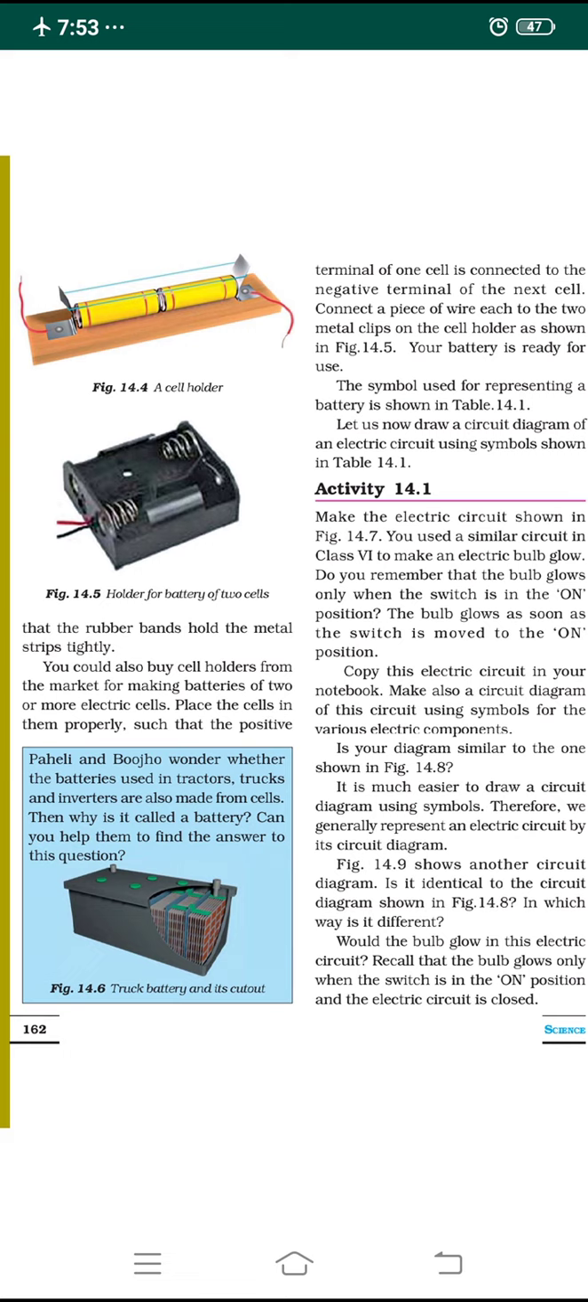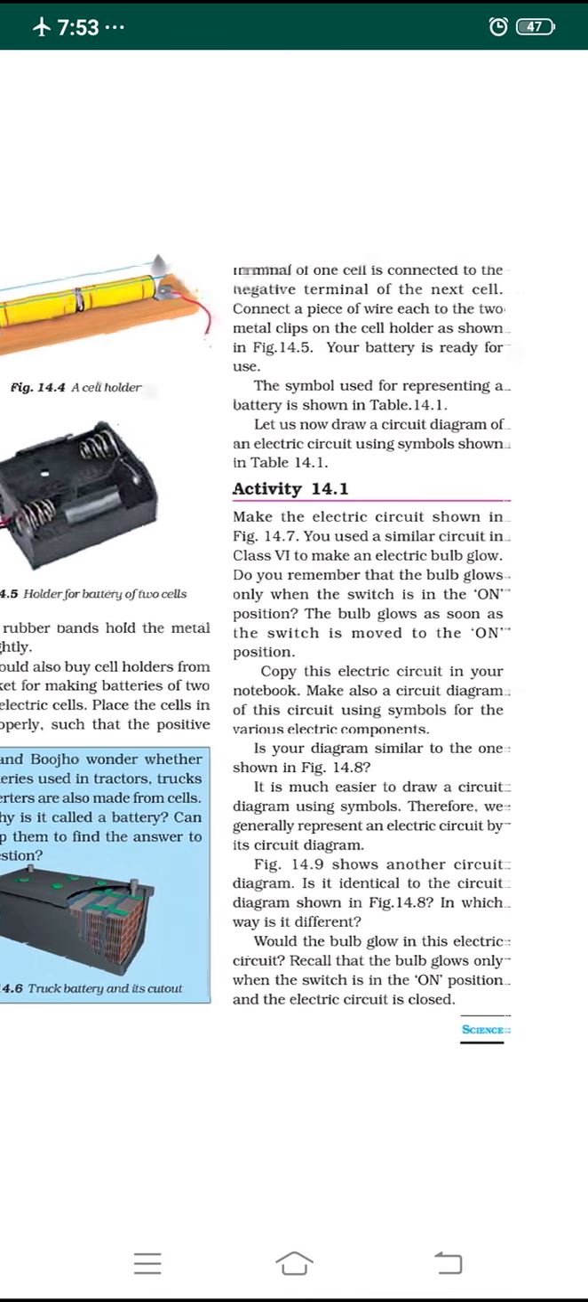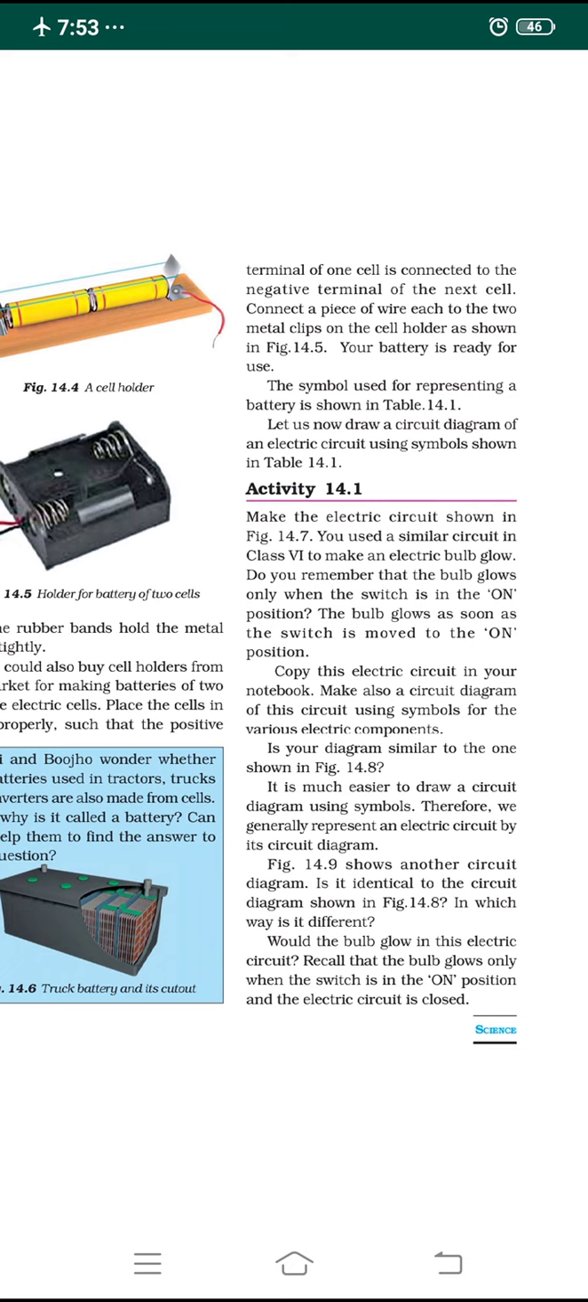You have to place the cells in them properly, such that the positive terminal of the cell is connected to the negative terminal of the next cell. Then connect a piece of wire to each of the two metal clips on the cell holder, as shown in figure 14.5. Now the battery is ready for use.